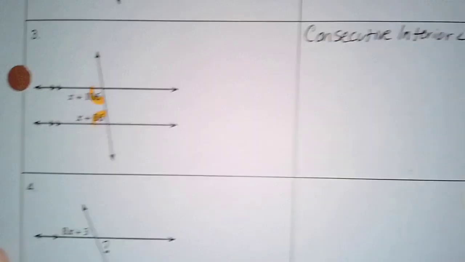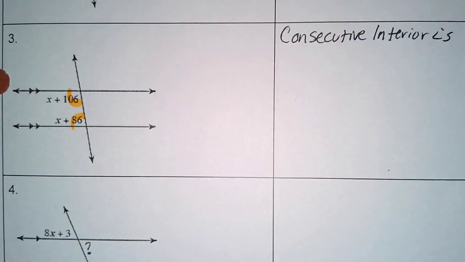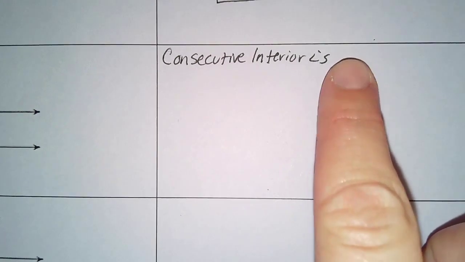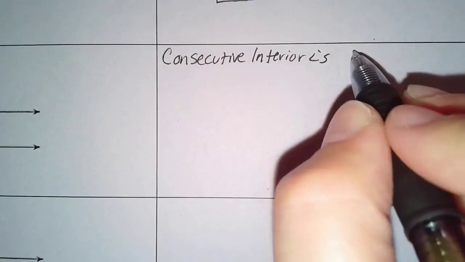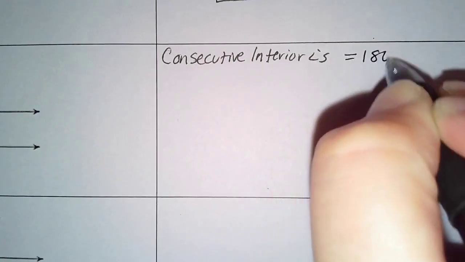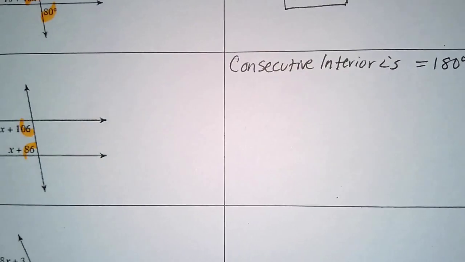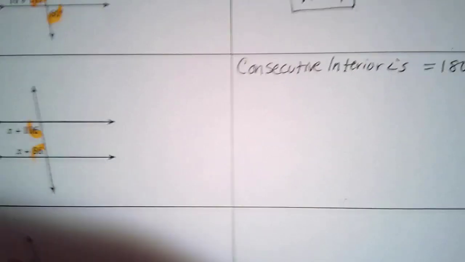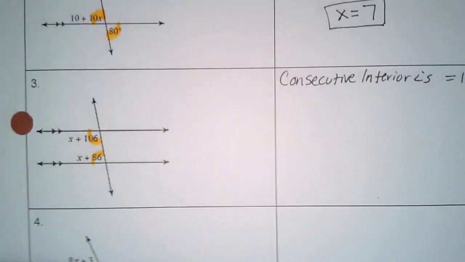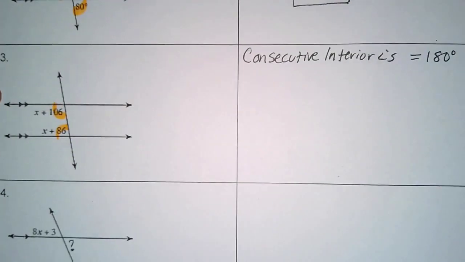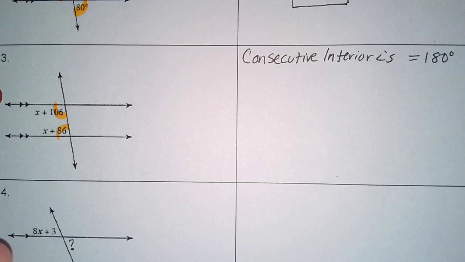Is there a symbol for supplementary? There's not a specific symbol for supplementary. Here's what we'll do. Instead of putting the equal sign, the congruent symbol, we'll just say equal 180. Instead of writing the whole word supplementary, you could if you wanted to. So these aren't congruent, they are supplementary. So what am I going to do this time instead of setting them equal to each other? Set them equal to 180.